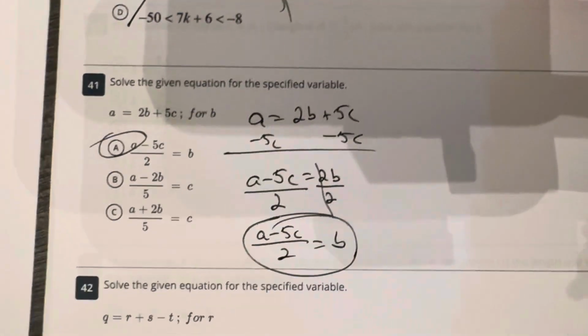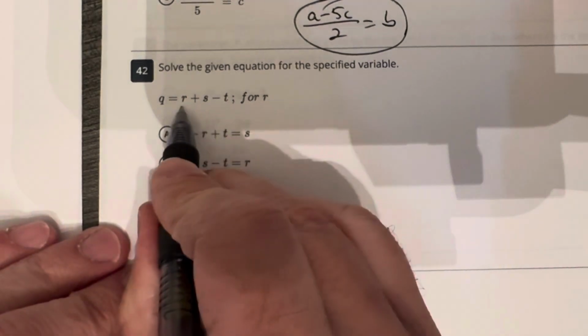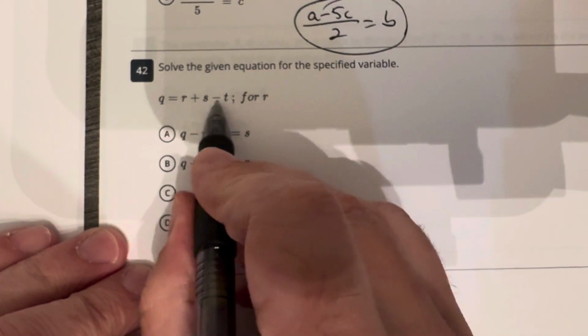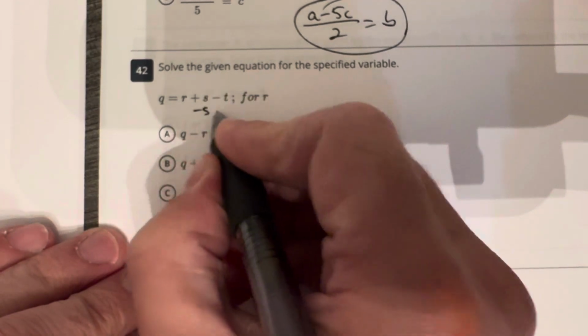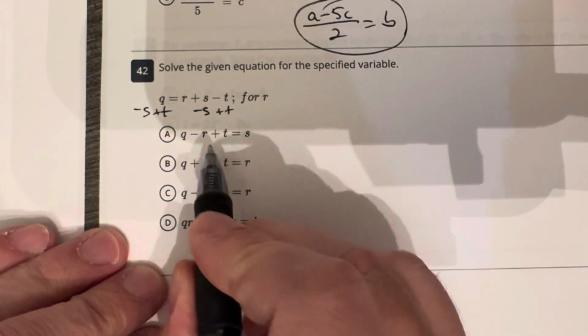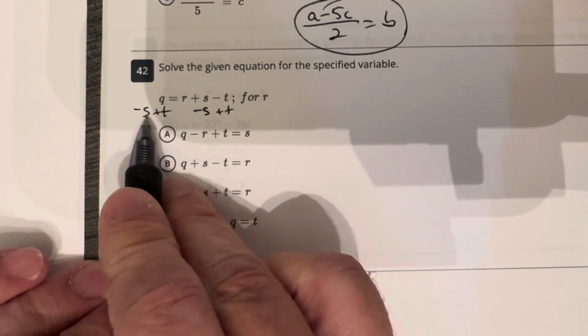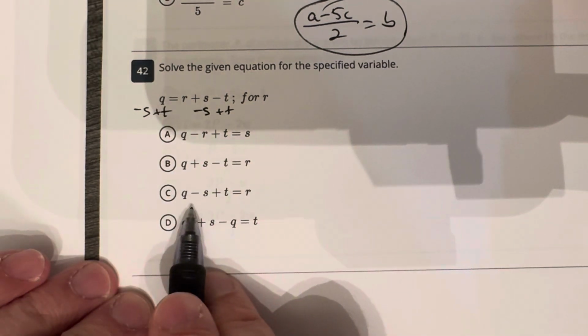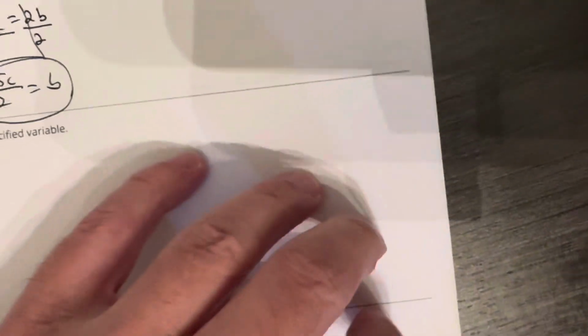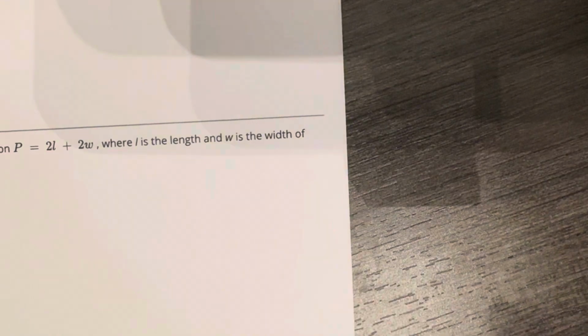Okay. Number 42, solve for R. Well, R is just kind of hanging out here, right? So I'm going to get rid of this S and get rid of this T. I'm going to subtract S and add T on both sides. So I need a positive Q, I need a negative S, and a positive T, and the only one that gives me that is C. It doesn't matter the order when you get to the other side as long as the signs are correct, okay?